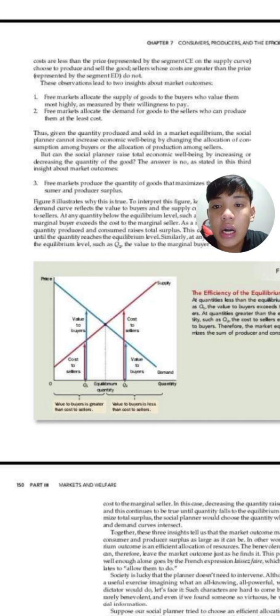Costs are less than the price represented in the segment on the supply curve. Choose to produce and sell the goods sellers whose costs are greater than the price represented by the segment. Do not this observation lead to the insight of the market outcomes. 1. Free markets allocate the supply of goods to the buyers who value them most highly as measured by their willingness to pay.